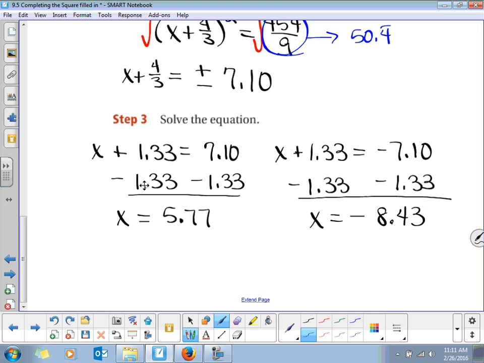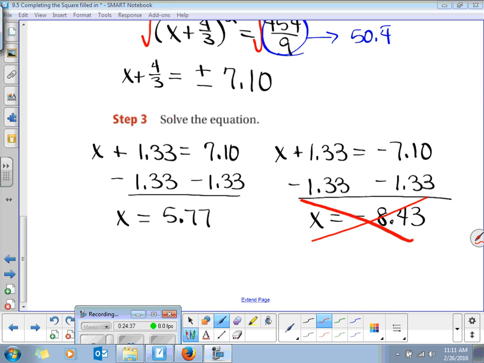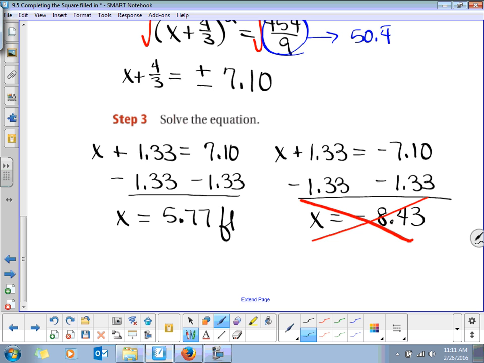And then over here, x is equal to a negative 8.43. But we're talking about area. Oh. So which one does not work? Negative 8.43. Very good. This cannot be the answer. All right, we've got to put the units on here, which is feet.